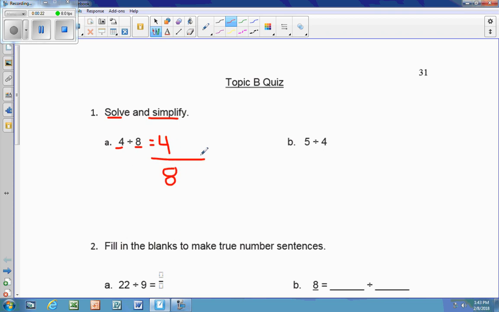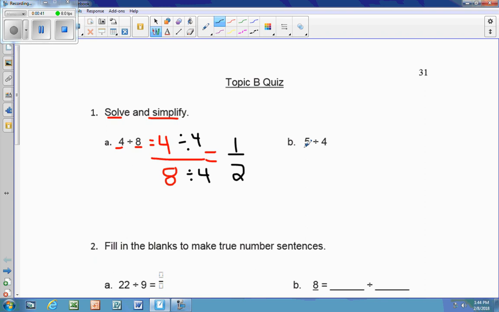When I look at these two, I notice that they both can be simplified. So if I divide them both by 4, I end up with 1/2. And that would be my final answer.